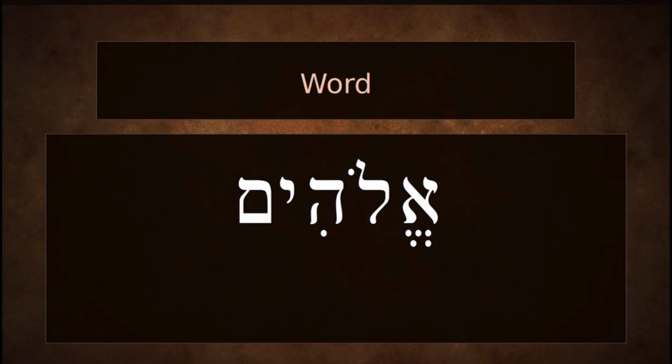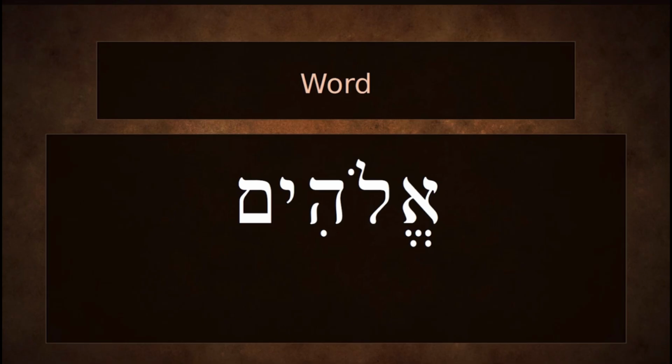This is our longest word yet, so to pronounce it, let's break it down 1 syllable at a time. First, we have an aleph, which is silent, and then a chataf segol, which makes the e sound. So our first syllable is e. Next, we have a lamed, which makes la, and a cholam, which makes the sound o. So our second syllable is lo.